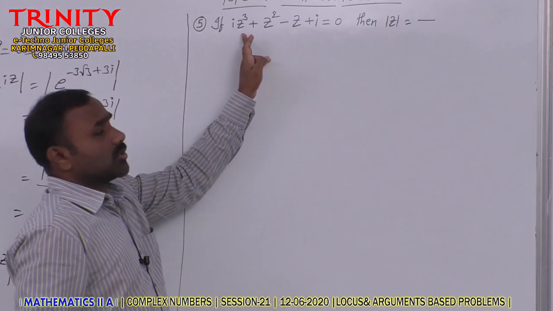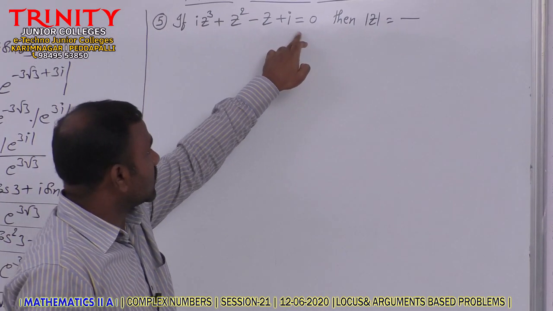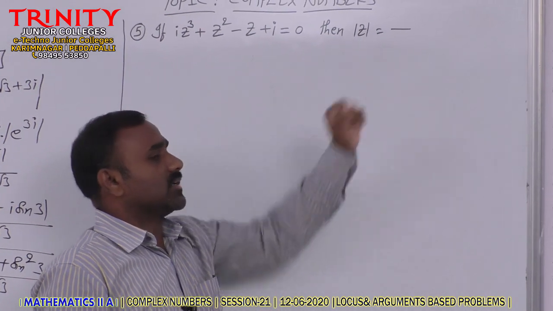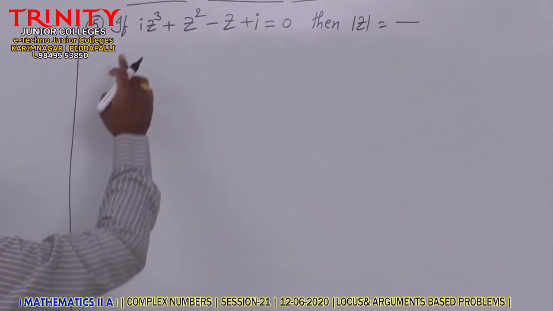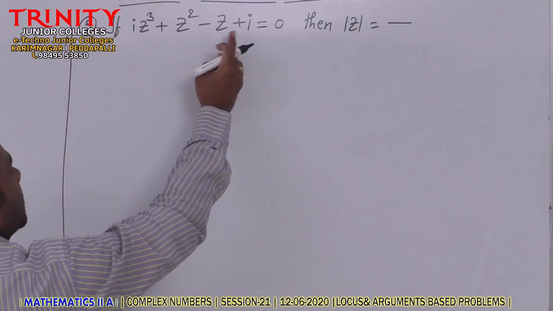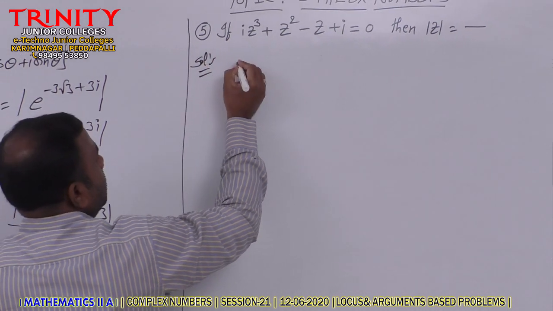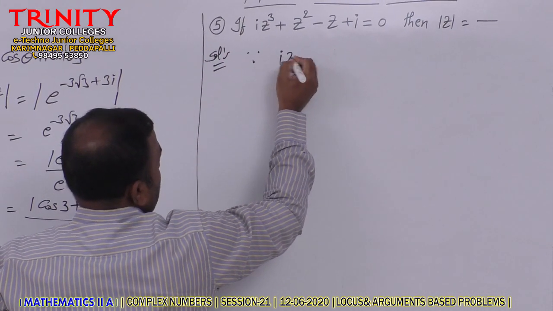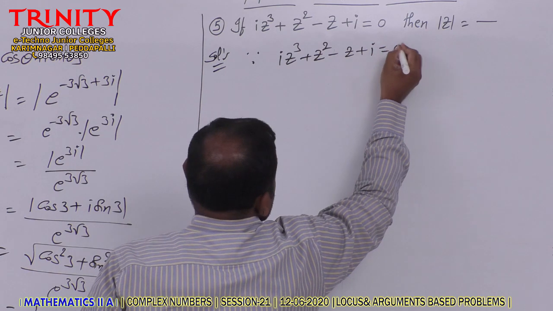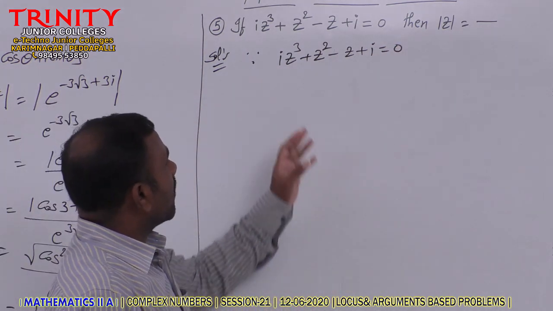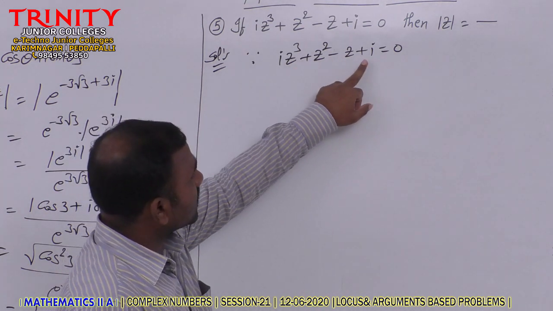If iz cube plus z square minus z plus i is equal to 0, then mod z is equal to what? Iz cube, this is a cubic polynomial. Iz cube plus z square minus z plus i equal to 0. This is the given equation. From this, we can't take directly anything.